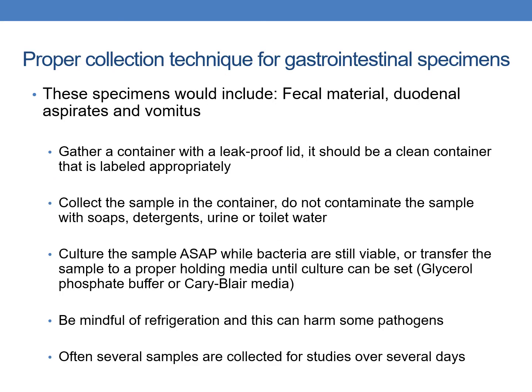The most common type of material collected for gastrointestinal samples would be fecal material or stool samples, and we want to make sure that those samples are collected properly. Other types of samples can be duodenal aspirates, especially if we're looking for Giardia parasites, and vomitus, although vomitus is very rare. What we want to do is gather a leak-proof container. It should be clean, but it doesn't have to be sterile. Urine cultures do have to be sterile, but stool cultures do not. It doesn't have to be in a sterile container.